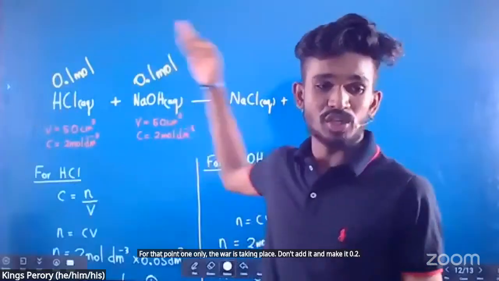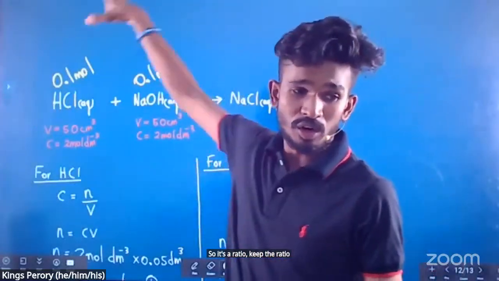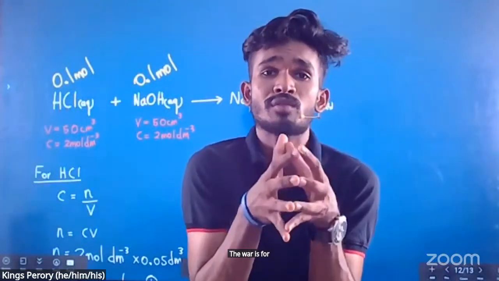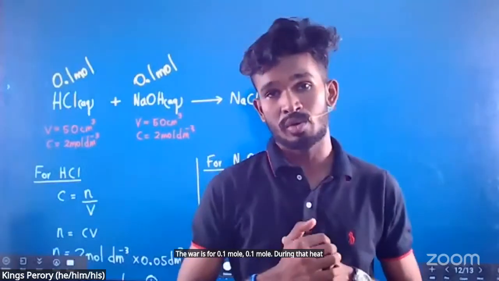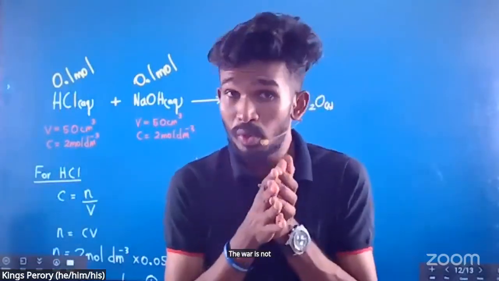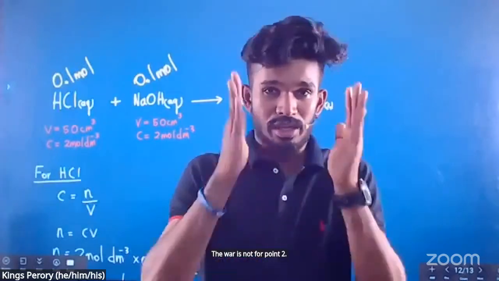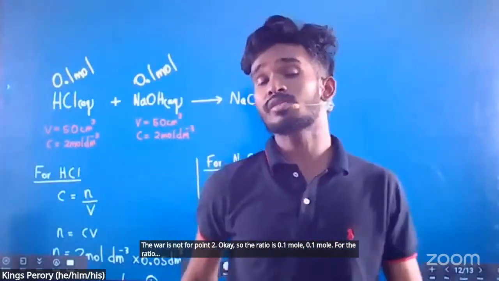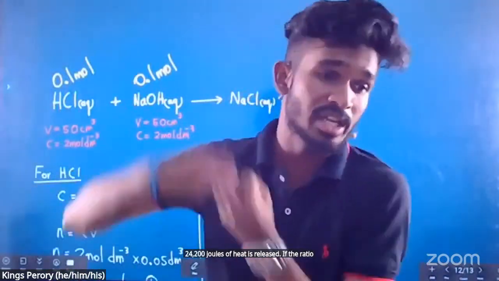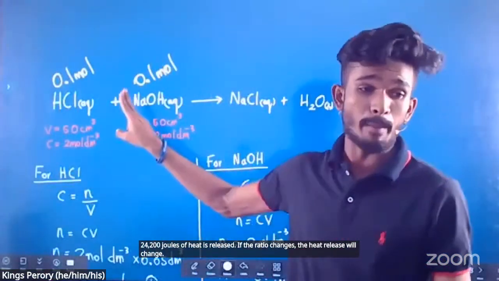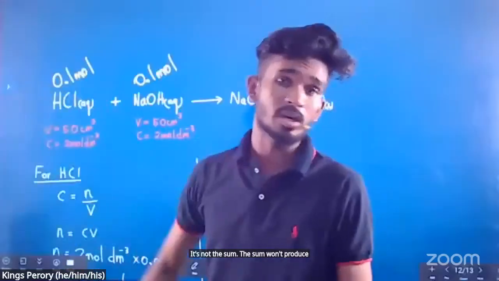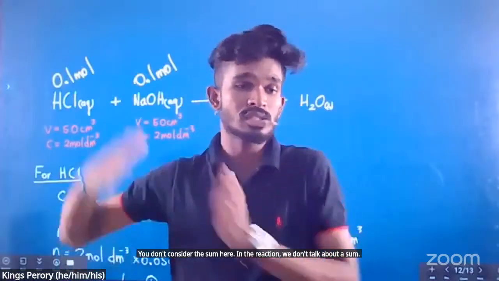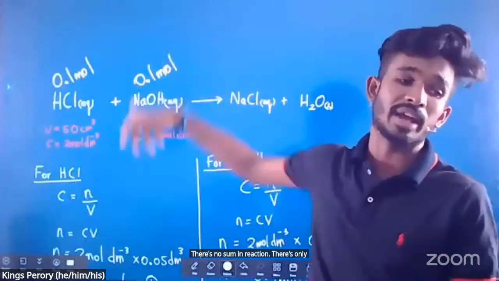It's a ratio, so keep the ratio as it is. You don't add and take 0.2 to find the heat change. The reaction is for 0.1 mole and 0.1 mole, and during that, the heat released is 4,200. The reaction is not for 0.2. For the ratio of 0.1 mole to 0.1 mole, 4,200 joules of heat is released. If the ratio changes, the heat release will change. It's not the sum; the sum won't produce 4,200 joules. In a reaction we don't talk about a sum, there's only ratio.